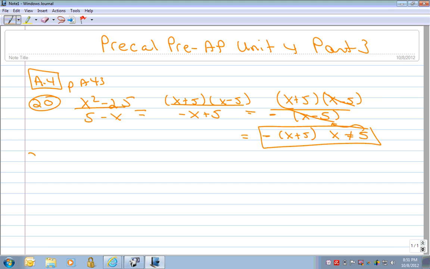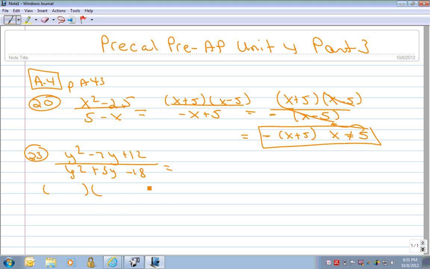Okay, let's look at 23. We have y squared minus 7y plus 12 over y squared plus 3y minus 18. Alright, here we go. Let's factor and see what we can get rid of.